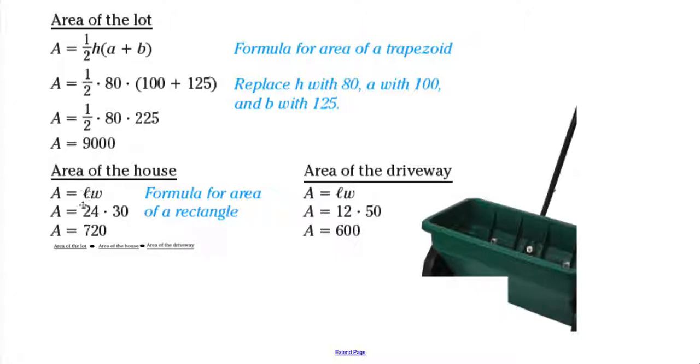So area of the lot is 9,000, area of the house is 720, area of the driveway is 600, so we simply substitute those values, we end up with 7,680. But we're not done.